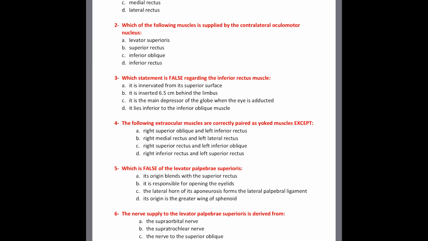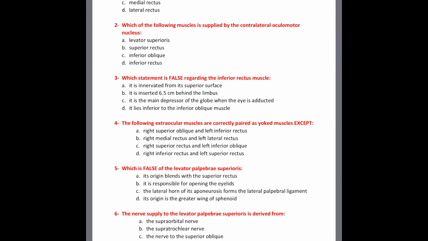Which one of the following muscles is supplied by the contralateral oculomotor nucleus? This one will be mentioned in neuroanatomy, but this is superior rectus. Yes, the superior rectus will be supplied by the contralateral oculomotor nucleus.